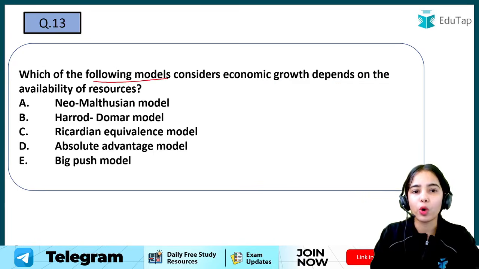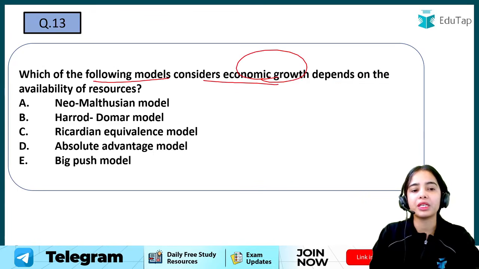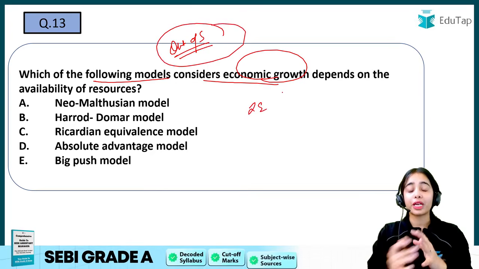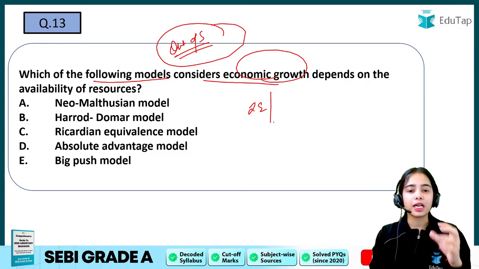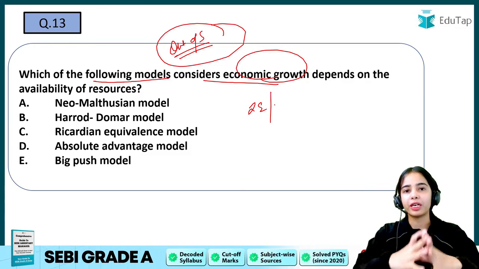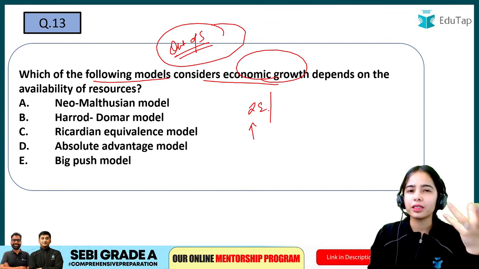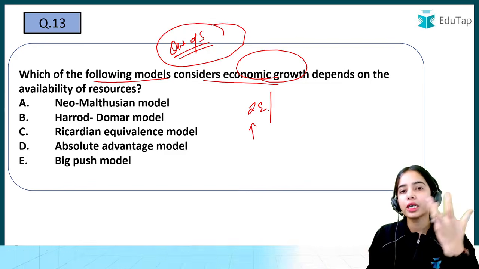Now, which of the following models considers economic growth depends on the availability of resources? Now, remember that this is an out-of-syllabus question. And for such questions, if you try to read all the models, in international economics there is a complete book by Dominick Salvatore. So you will have to go through all the models, the absolute advantage theory, the Ricardian theory.